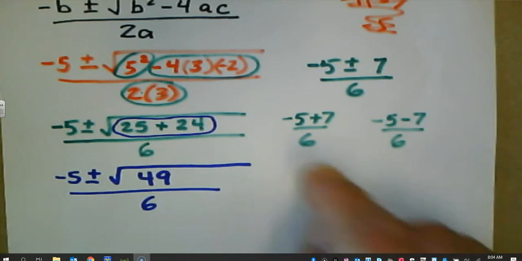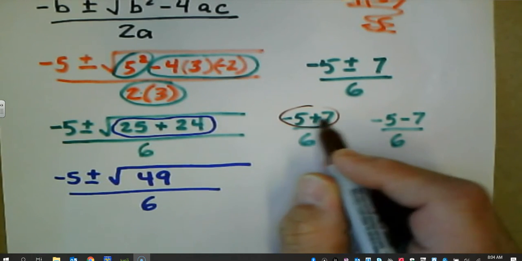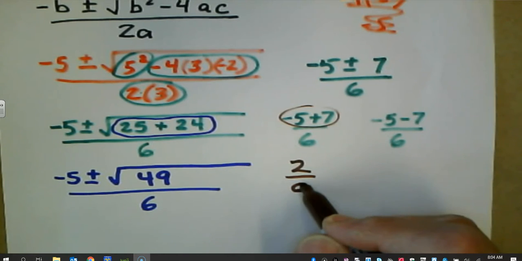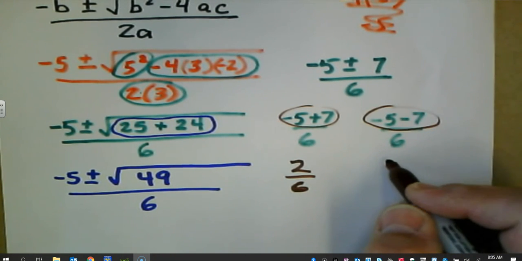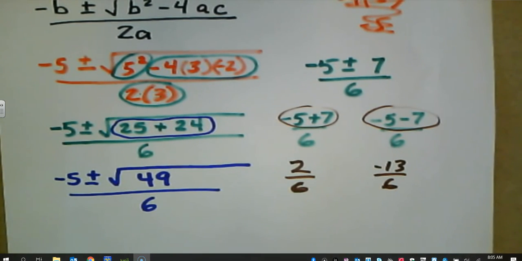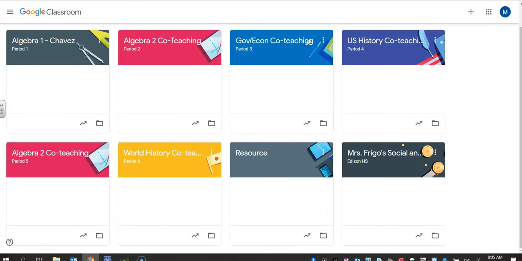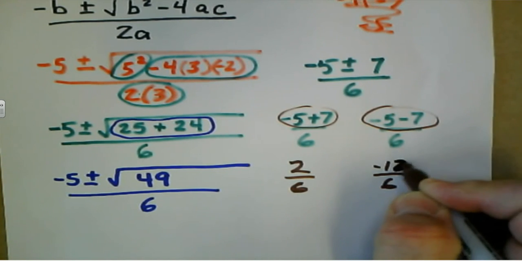We add the tops together. So -5 plus 7 is 2 over 6. And -5 minus 7 is, what do we got there? -13. Oops. No, -12. Sorry. Thanks for correcting me.